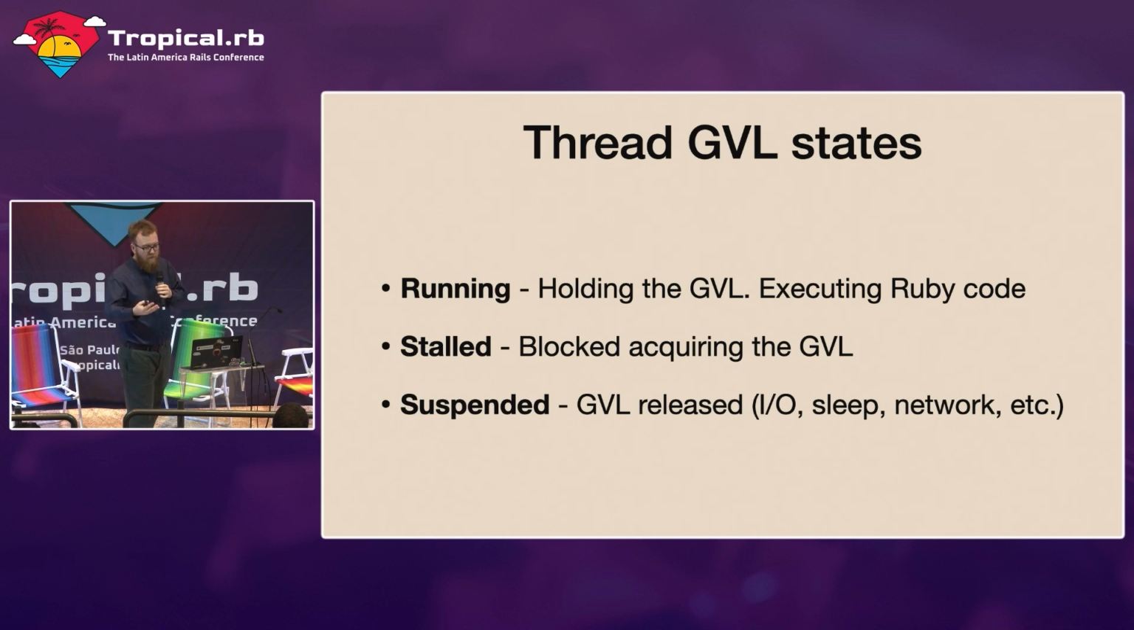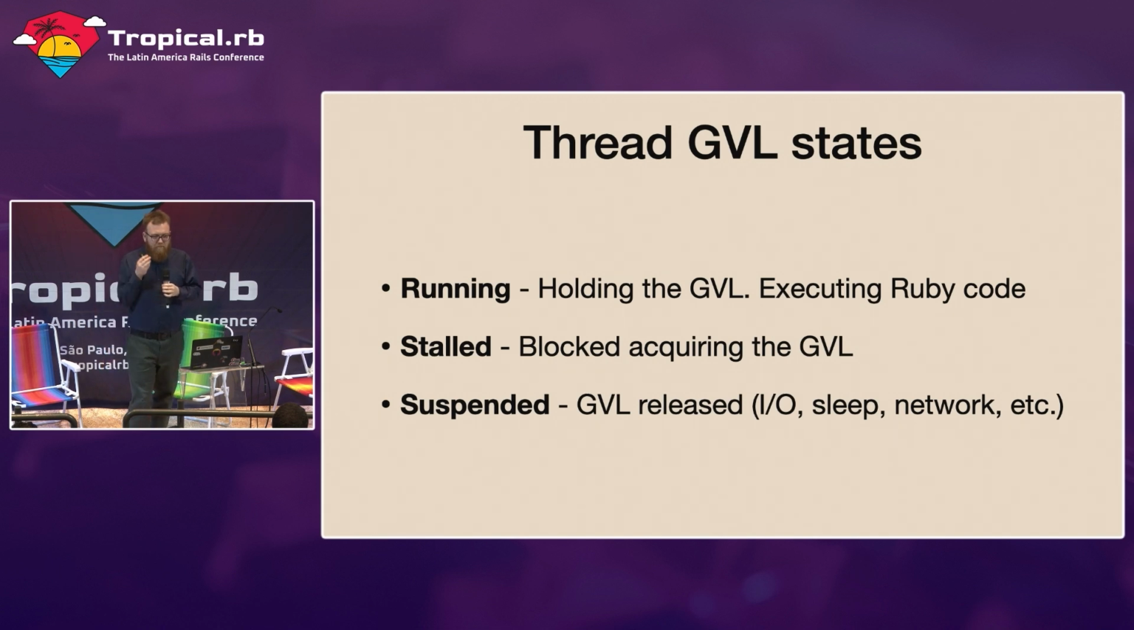We show threads being in one of 3 states in Vernier. They're either running, which is executing Ruby code. They're stalled, which we just saw. It's blocked on the GVL. This is the only state that's kind of bad. If you're seeing this too much, you either have a bad C extension or you're just trying to do more work than you can in your threads, and maybe either your thread count should be lowered or you need more processes. Lastly is suspended, which is when you're sleeping or doing I/O, network, database queries, that kind of thing, or even running some types of C extensions.